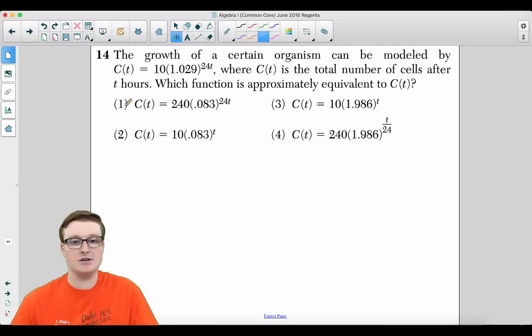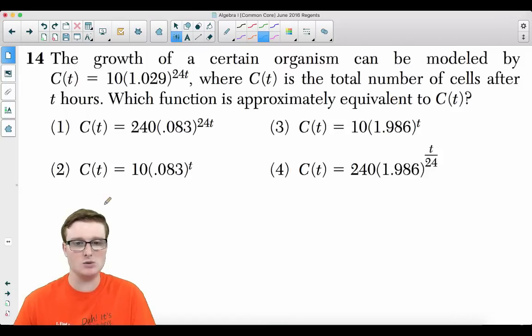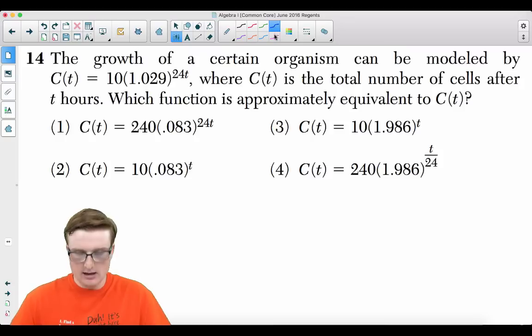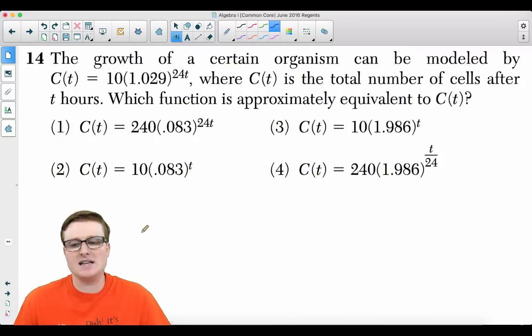All right, number 14. The growth of a certain organism can be modeled by C of t equals 10 times 1.029 raised to the 24t, where C of t is the total number of cells after t hours. Which function is approximately equal to C of t? So what I would do if I were you is I would either graph this or actually do it algebraically. Let me show you how to do this algebraically first, and I'll be happy to show you how to do it on the graph.